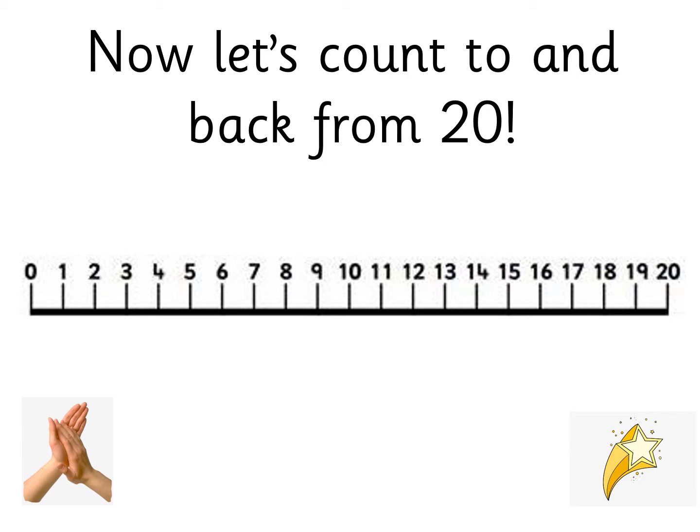Let's start from 10 and we'll do shooting stars. 10, 11, 12, 13, 14, 15, 16, 17, 18, 19, 20. Well done, super. Let's go backwards. 20, 19, 18, 17, 16, 15, 14, 13, 12, 11, 10. Fantastic. We'll do it one more time.